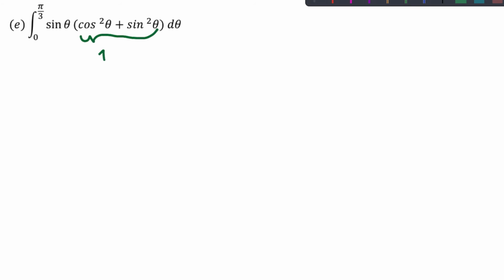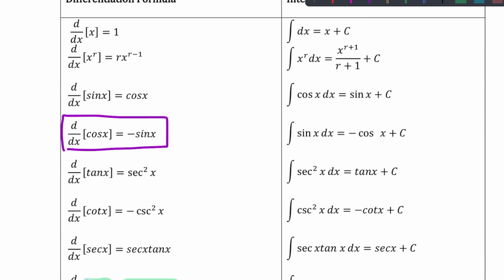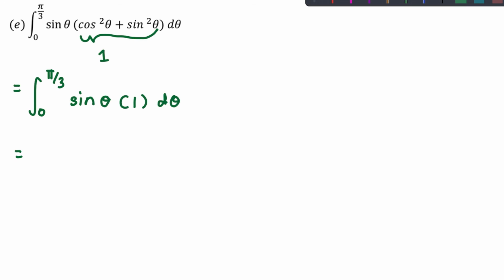So what you have is the integral from 0 until pi over 3 of sine theta multiplied by 1 d theta. Oops, I missed out the theta. So sine theta multiplied by 1 d theta, which is basically you're integrating your sine theta only. Again, the integral of sine theta is negative cosine theta. So substitute that, and you're going to have negative cosine theta between 0 to pi over 3.